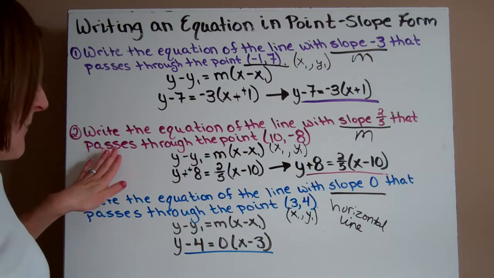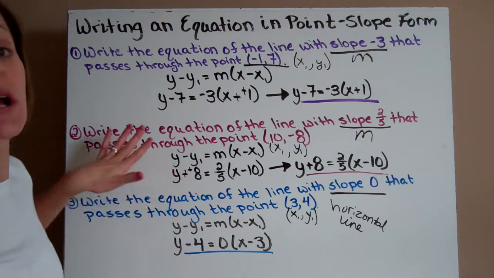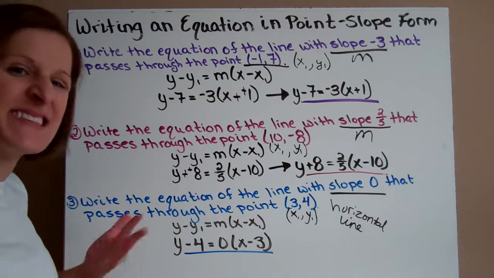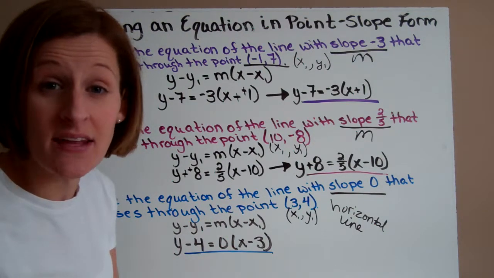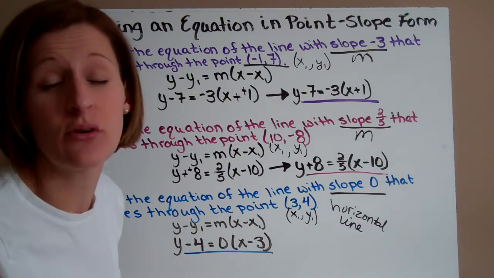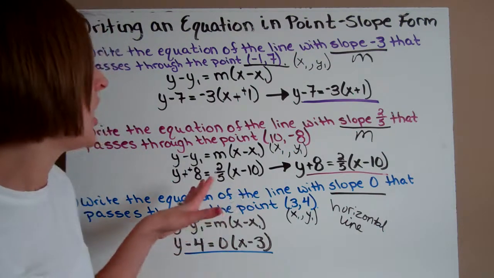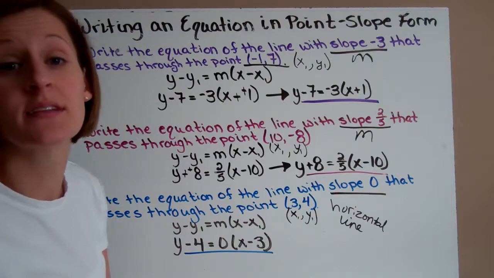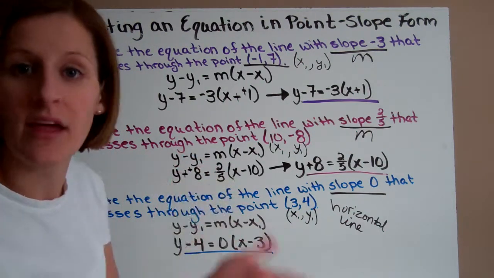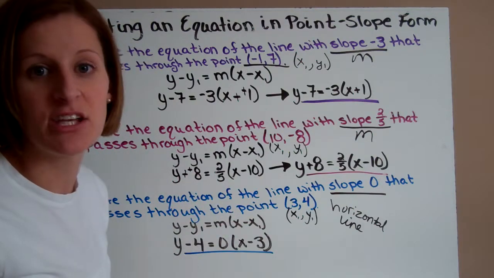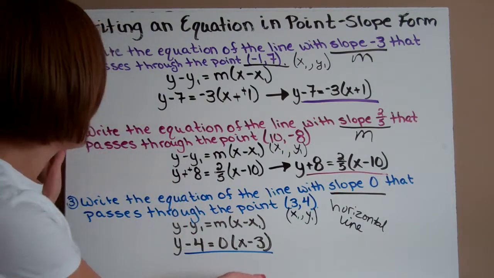Alright, another thing. If you hear passes through or contains, that means the same thing. So some of the problems in your book are going to say contained on the line, passes through the point, or the line contains the point, something like that. That all means the same thing. They're giving you the point for point slope.